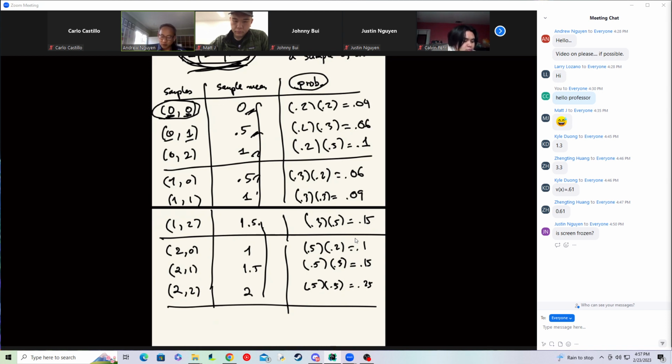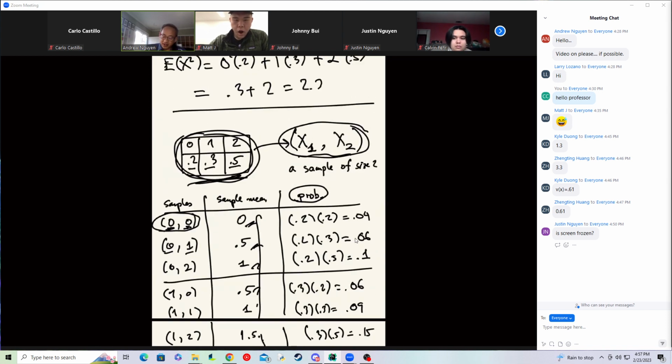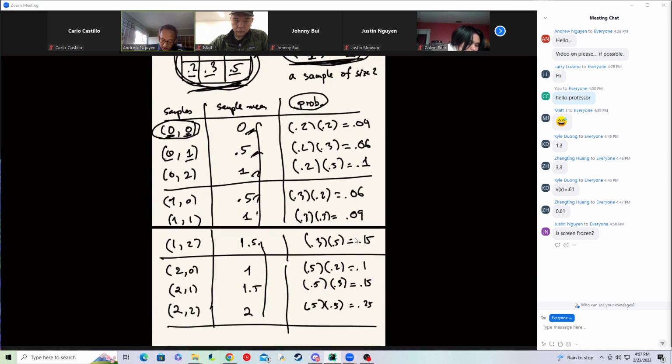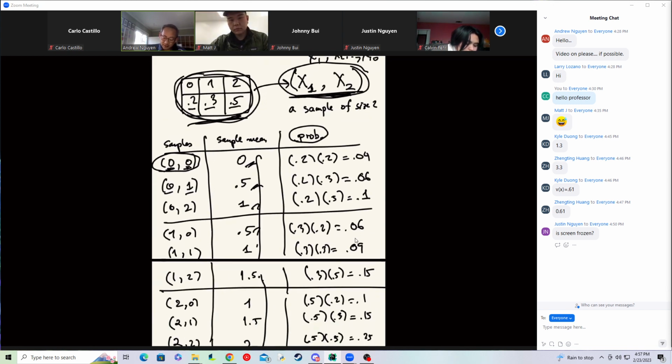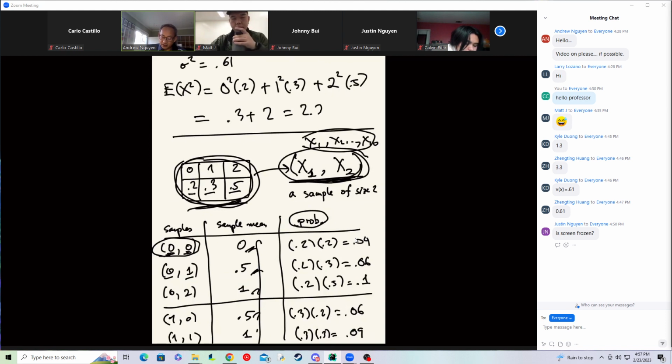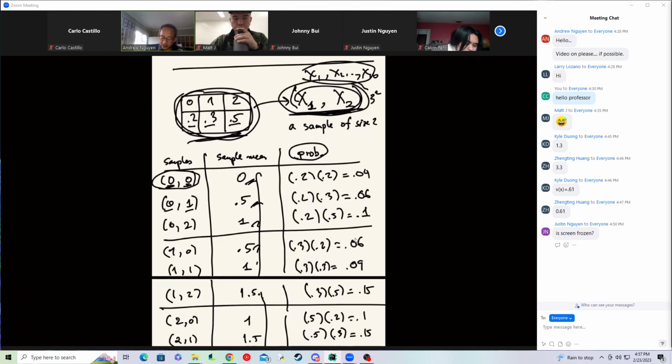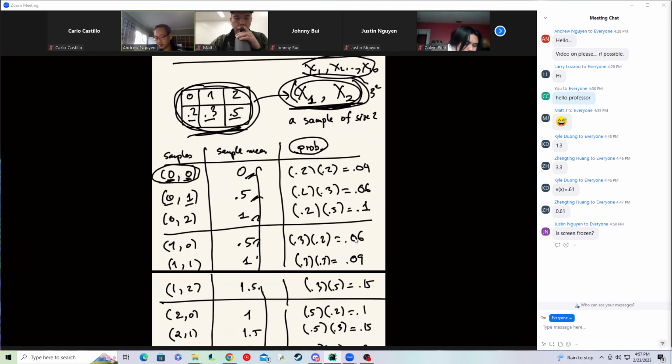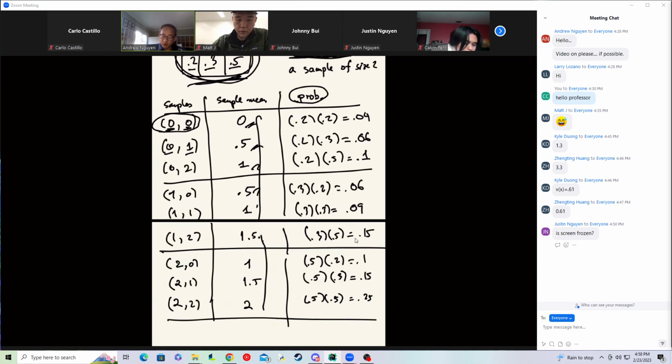Here I have only 9 possible samples, but imagine instead of a sample of size 2, I have a sample of size 10, right? I'm going to have a lot of possible samples. It's 3 to the 10th power, right? Many possible samples. This is 9 because it's 3 squared, 3 times 3. If I have a sample of size 10, it's 3 to the 10 possible samples. It's too many to work with, right? So each sample produces a sample mean. So the sample mean is not constant.